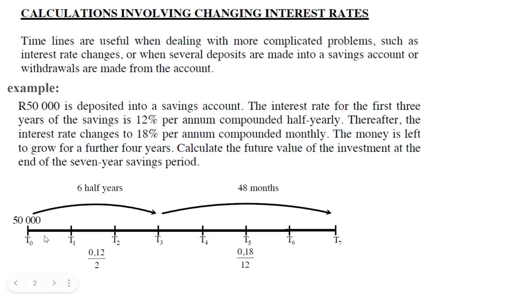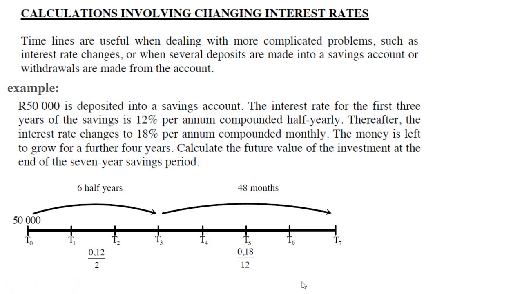Well, let's just try this. Let's draw a picture of it. At T0, that's when you begin. There's T1 for the first year, all the way to 7 years. Because it's twice a year, it's 3 times 2, it's 6. That's the power you put it to in your equations. And it's 12% compounded half yearly, so it's 2 times a year, so you put a 2 under there. The last 4 years, 4 times 12, that's 48 months, it's 0.18 over 12.